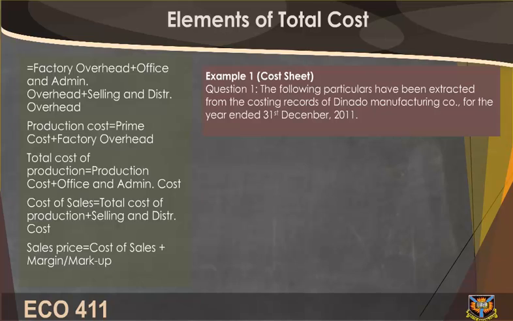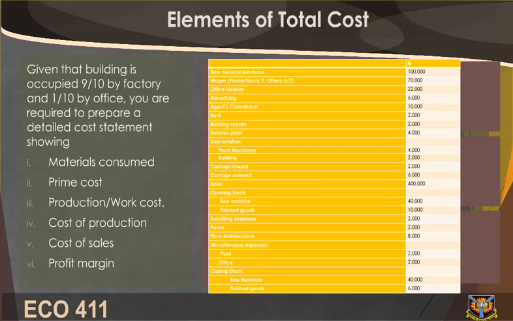Example 1. Question 1. The following particulars have been extracted from the costing records of Dinado Manufacturing Company for the year ended 31st December 2011. Given that the building is occupied 9/10 by factory and 1/10 by office, you are required to prepare a detailed cost statement showing 1. Materials consumed, 2. Prime cost, 3. Production or work cost, 4. Cost of production, 5. Cost of sales, 6. Profit margin.